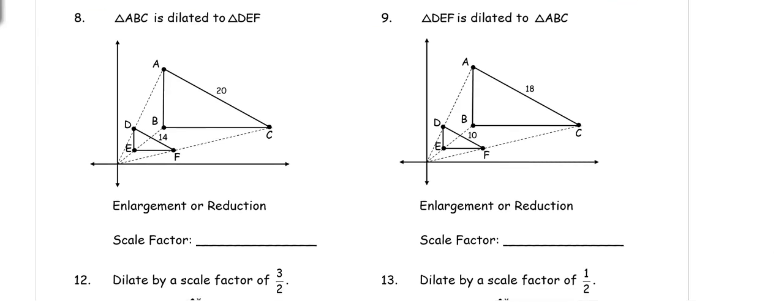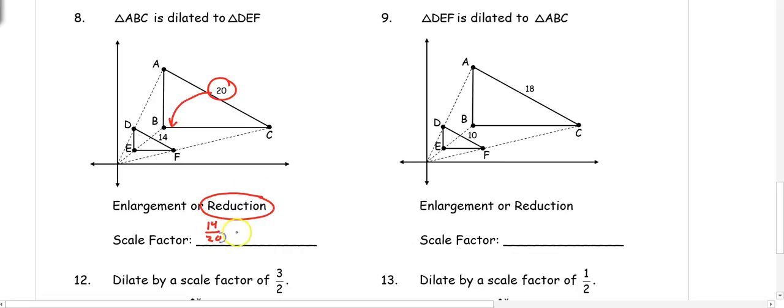Number 8, ABC is dilated to DEF. So we have the side from ABC going to DEF. This is going to be a reduction because DEF is a smaller triangle. So when we do our scale factor, it's the new shape over the old shape, and that reduces to 7/10. Number 9, DEF is dilated to ABC. So this time we're going from DEF to ABC. So this is going to be an enlargement because we got a bigger triangle. So when I do my scale factor, I have 10 over 18, which reduces to 5/9.